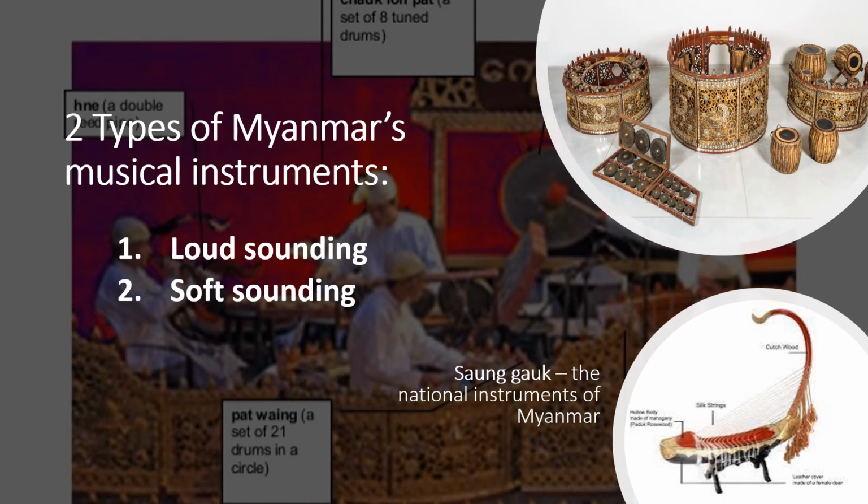For more formal and classical performances that are performed indoors, the ensemble may be accompanied by the saung-gauk, the national instrument of Myanmar, which is a 13-string angular harp with a soft sound, the patala or the Burmese xylophone, or the piano and violin, both introduced during colonial rule.